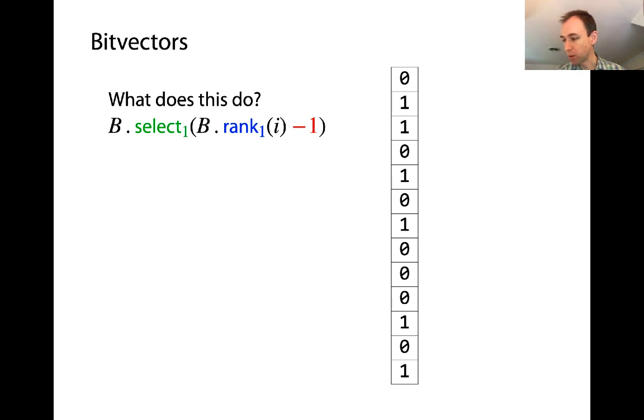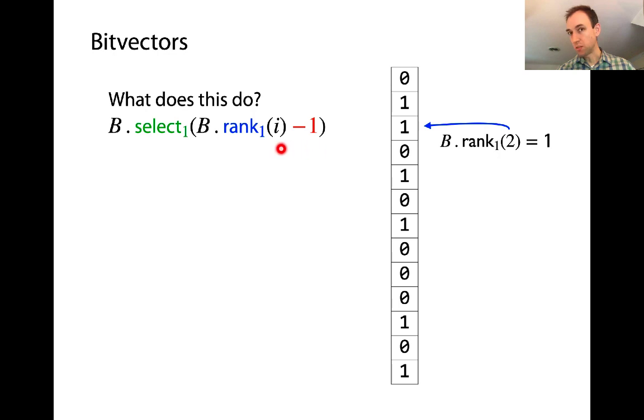Okay, so we're going to do a rank query first, get an answer, subtract 1, and then do a select query. All right, so let's work by example. Let's just try a couple of examples of what we would actually get. So let's start with the example where i equals 2. Okay, so the first thing we want to do is this inner rank. So what's the rank sub 1 at 2? Well, that's just the number of 1s up to but not including offset 2. So 1. There's 1 such 1. So the answer to that is 1.